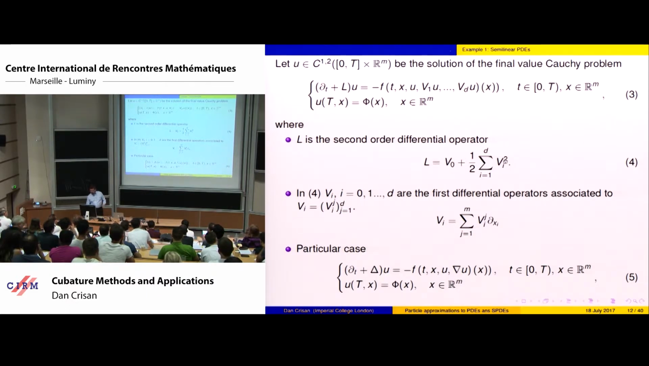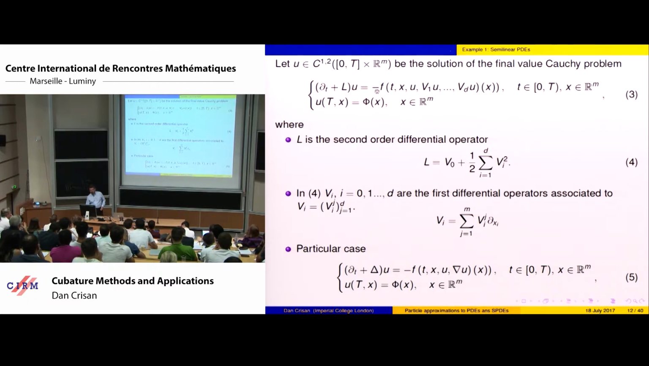Okay, so this is essentially a second order differential operator. And the reason why I write it like this is because it's going to be easier to write the corresponding Feynman-Kac representation in terms of the solution of an SDE written with Stratonovich integrals. Okay, so this is a second order linear operator, which applies to u.